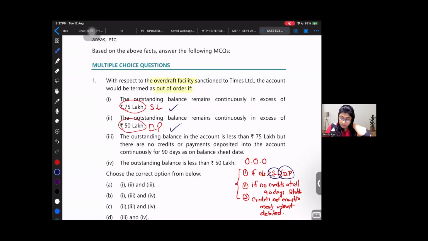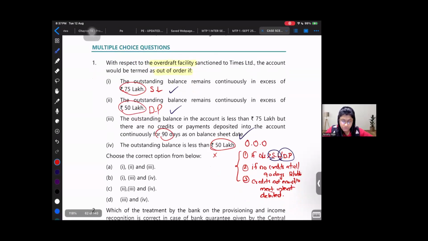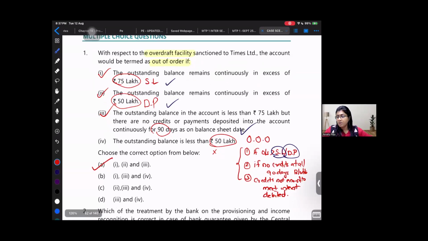The outstanding balance is less than 75, but there are no credits at all for 90 days as on balance sheet date. Is it out of order? Yes. Outstanding balance is less than 50 lakh, meaning outstanding balance is less than drawing power. Is it out of order? No. So which conditions are out of order? Can you say option A, B, C, D? 1, 2, 3. So the answer is very good, A. Are you clear?